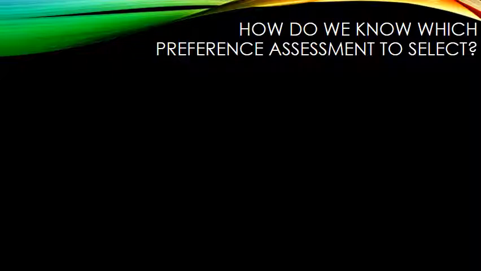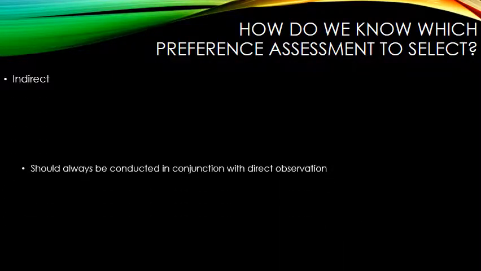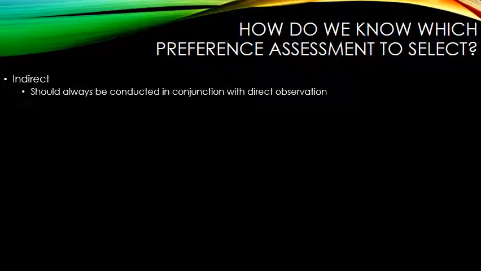So knowing that we have all of these preference assessments to select from, how do we know which one to use? Well, with indirect methods, we almost always want to conduct them in conjunction with direct observation. So in addition to asking about what items individuals prefer, we still want to do a direct assessment as well. However, with highly verbal individuals, sometimes we don't need the direct observation because they're able to report their wants and desires.